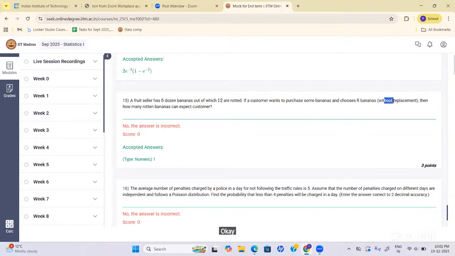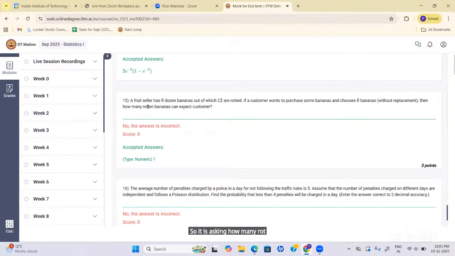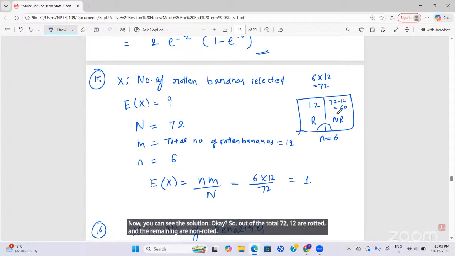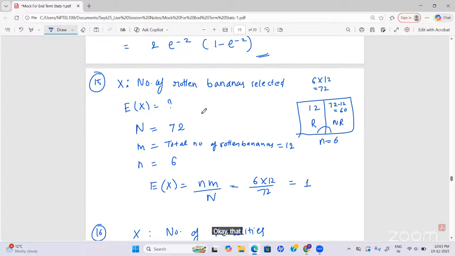Without replacement. Since it is without replacement, it is following a hypergeometric distribution. So it is asking how many rotten bananas the customer can expect. So it is actually a direct formula based question. Now you can see the solution. Out of the total 72, 12 are rotted and the remaining are non-rotted, and we are selecting 6. Now in the sample of 6 selected bananas, how many can you expect to be rotted? That is what we have to calculate.